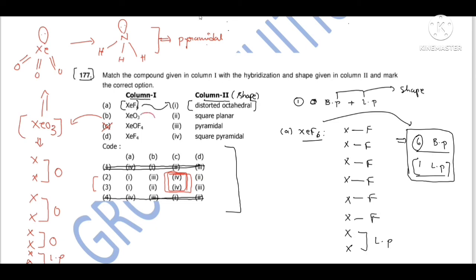So B matches with 3. Now let us come to the options. Here B matches with 3. Only option 2 satisfies that B matches with 3. Option 3 is eliminated. So our answer is 2.